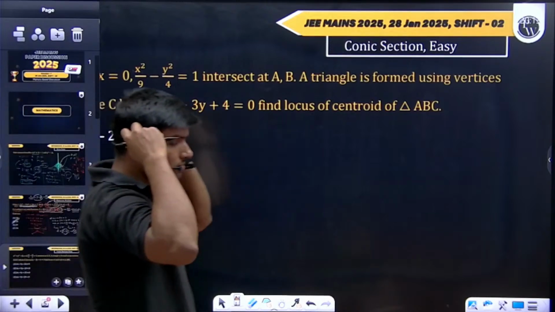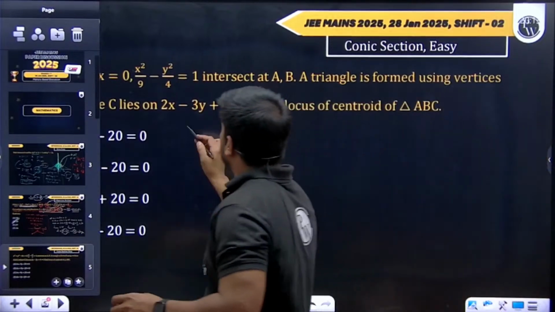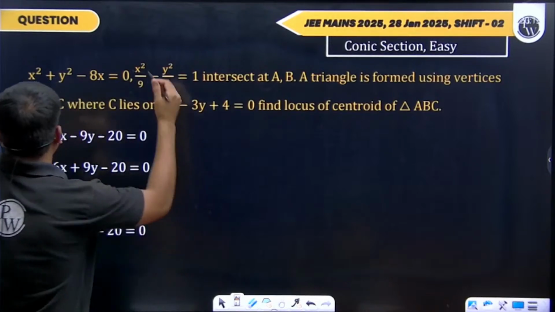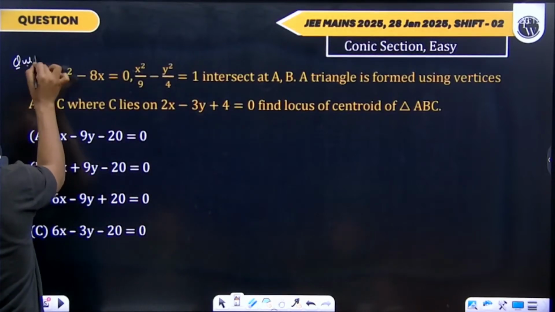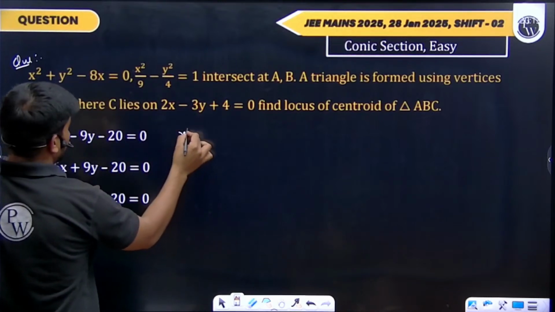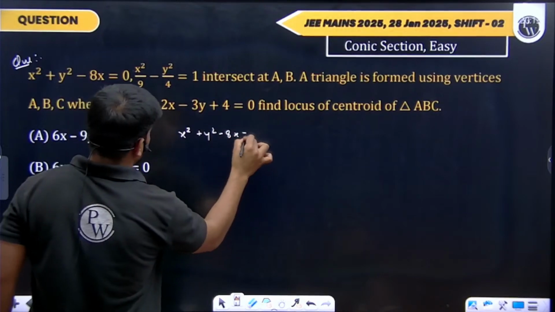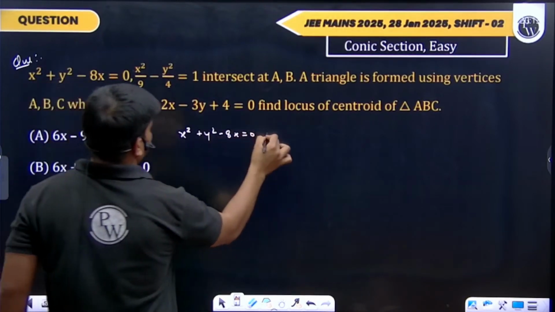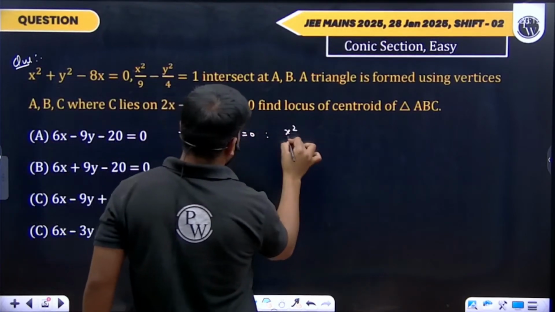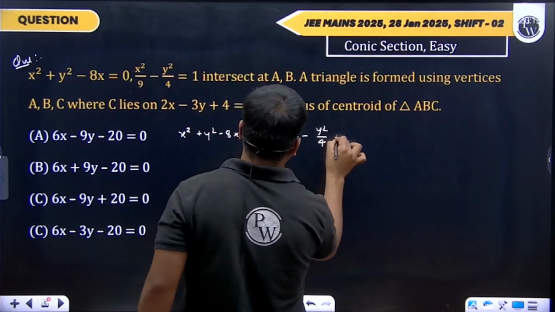Okay, so I hope now the problem is solved. Now we will move towards the next question. The next question is, here an equation of circle is given. The equation is x square plus y square minus 8x equals to 0. And the second curve given is a hyperbola, x square by 9 minus y square by 4 equals to 1.